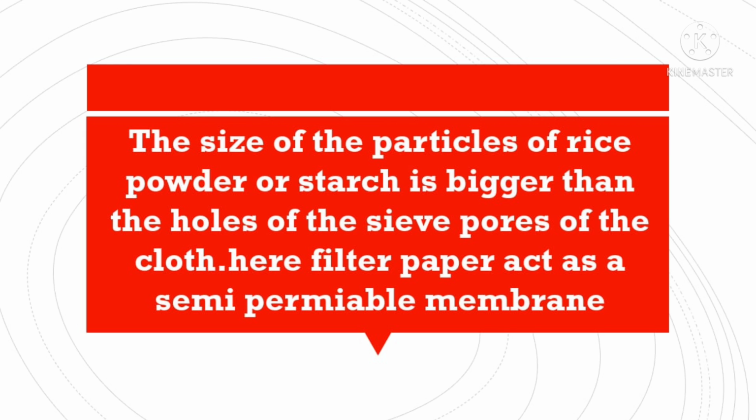Why are certain substances not allowed to pass through the filter paper? The answer is the size of the particles of the rice powder or starch powder is bigger than the holes or the sieve pores of the cloth. Here filter paper acts as a semi-permeable membrane. So a cell also acts in the same way while allowing the substances to pass through the plasma membrane.